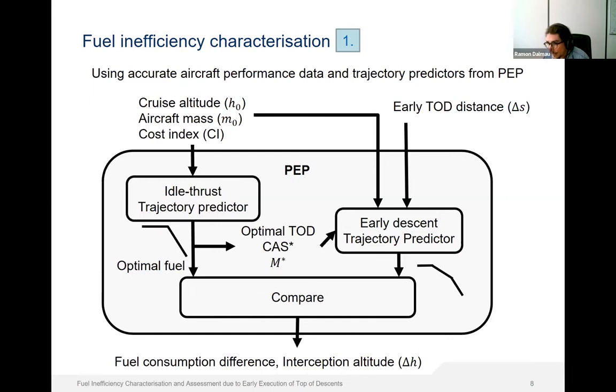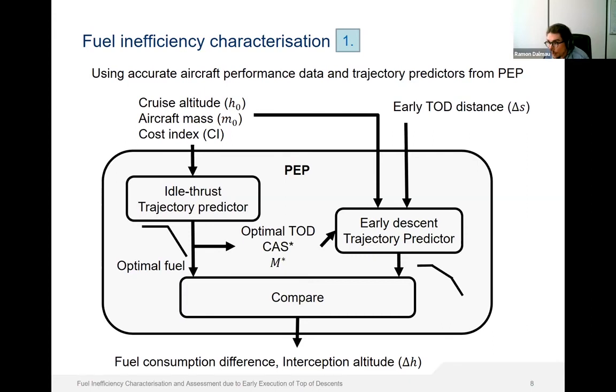Then, for each one of these optimal idle thrust trajectory plans, we simulated several early descents using exactly the same cruise altitude, the same aircraft mass, and using the speed profile from the optimal trajectory plan, because we know that early descents are executed by following the same speed profile as in the optimal trajectory plan.